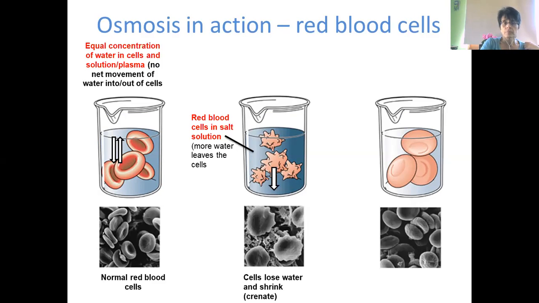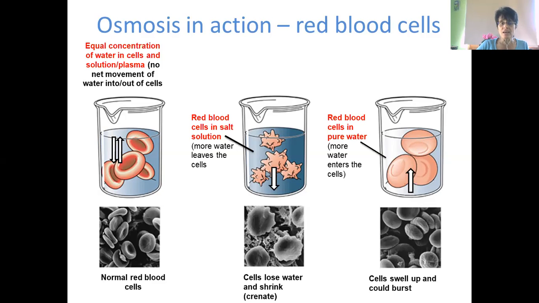All right. Now, what happens if we place red blood cells in pure water? Okay, so now the higher water concentration is outside compared to the water concentration or water potential on the inside of the cell. So there is a net movement of water into the cell. But blood cells are only surrounded by a cell membrane. So they become really swollen up. They are not going to fit through blood capillaries anymore. And eventually they could burst.